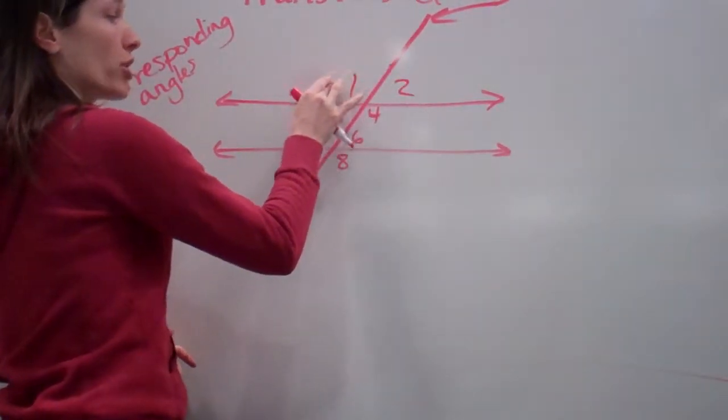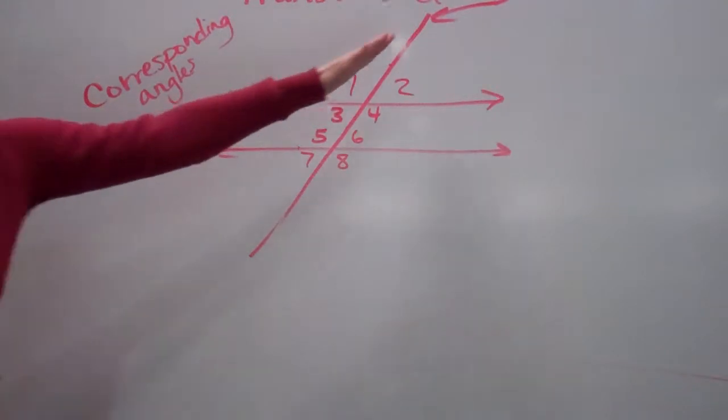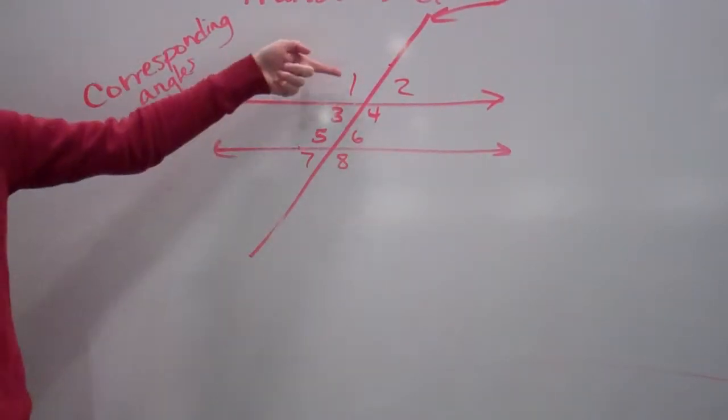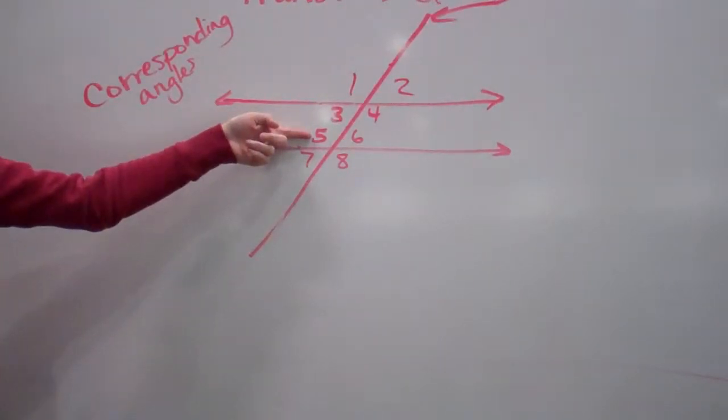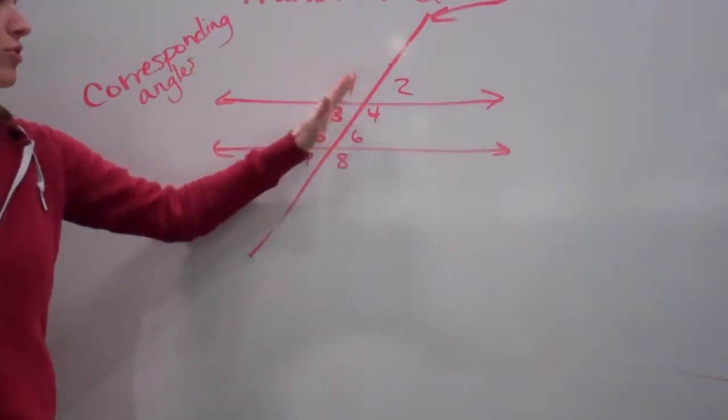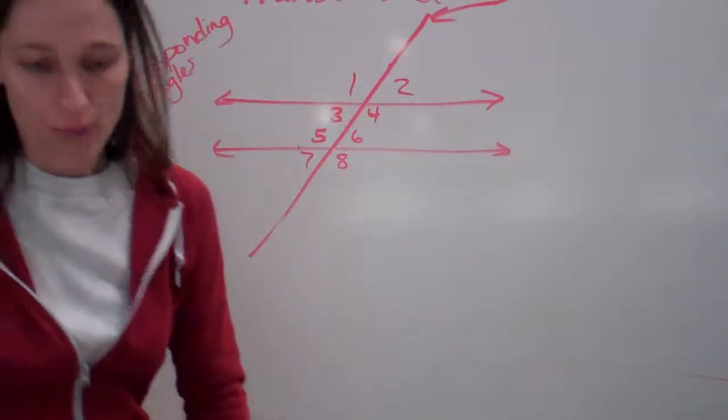Now the other thing I want you to notice is what type of angle is angle 1? Obtuse. Isn't that cool? So guess what? Its corresponding angle is also obtuse. Does everybody see this, obtuse 5, obtuse 1? Okay. So I wanted y'all to see that.